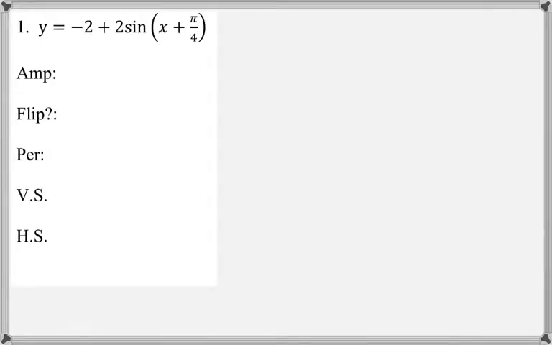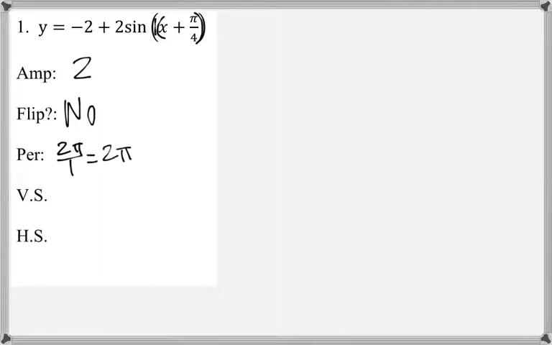So looking at number 1, this is our transformed function. My amplitude is 2. It is not flipped because this is a positive 2. It's not a negative 2. If it were negative, it would be flipped. The period, I want to take 2 pi and divide it by 1 because there's technically a 1 here. There's no number really being multiplied by the x and the plus pi over 4. So really just 2 pi over 1 or 2 pi.